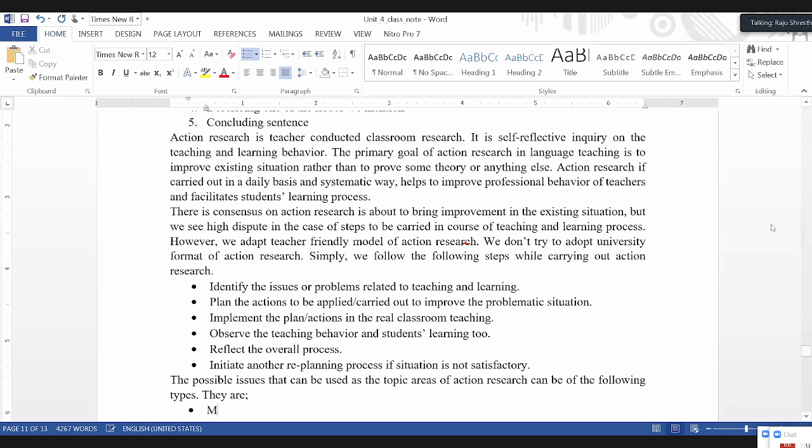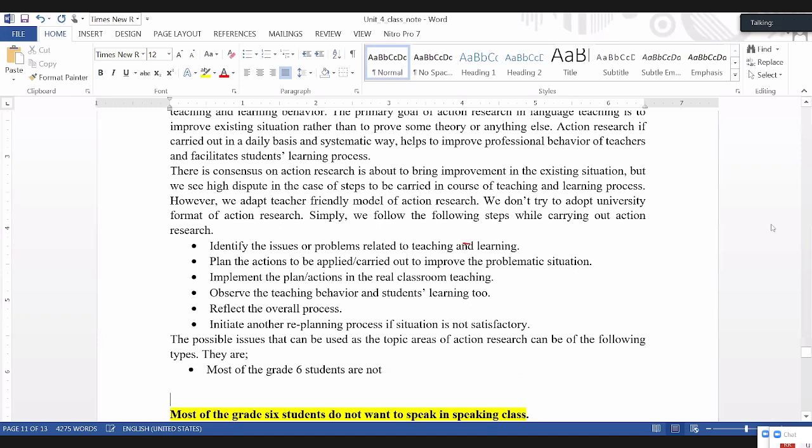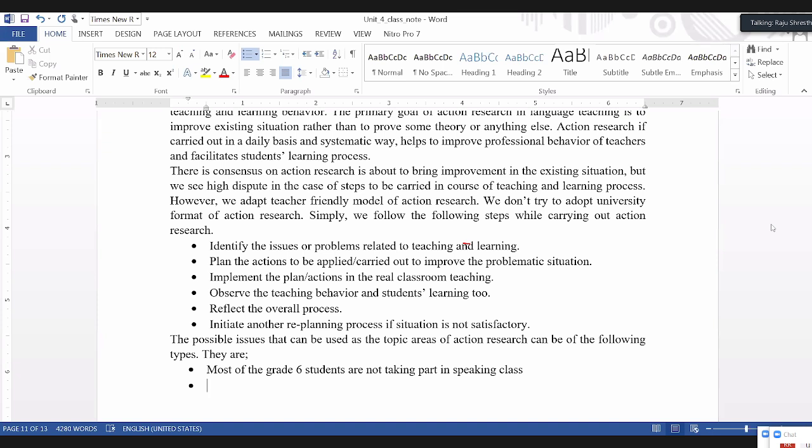Now most of the grade 6 students are not taking part in speaking class. This is one issue. Most of the grade 6 students are not taking part in speaking class.